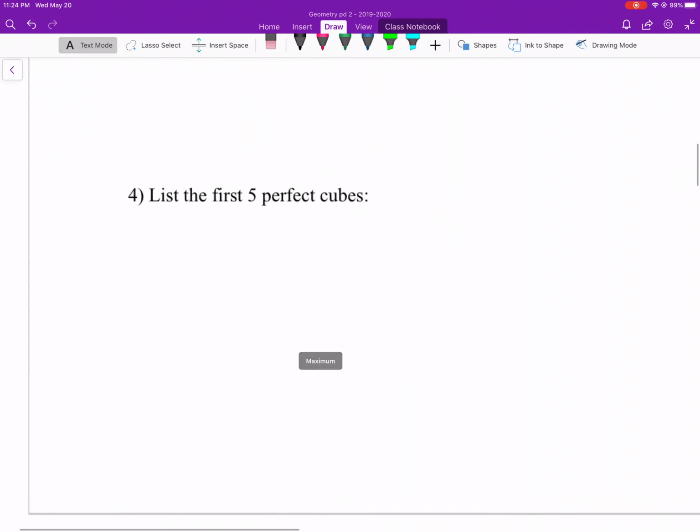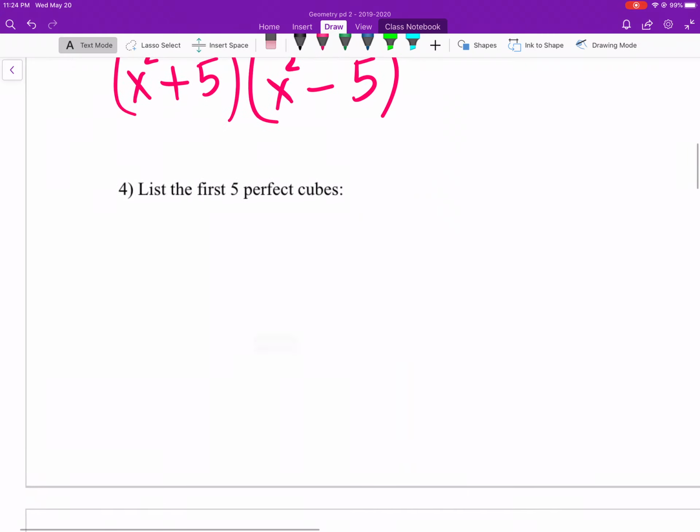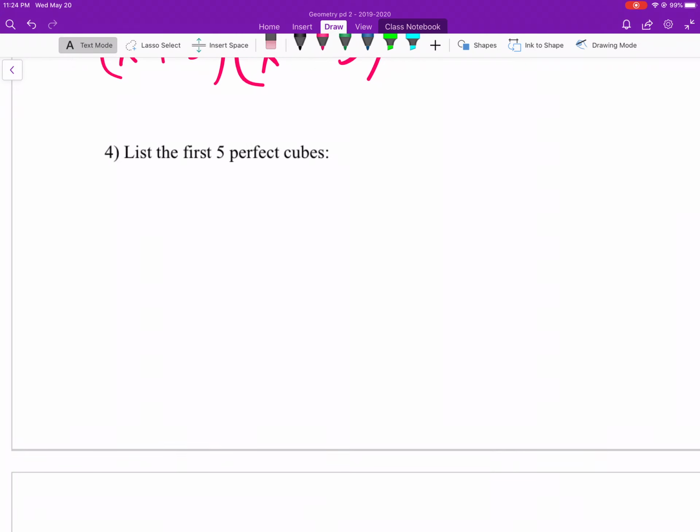Okay, so now we're dealing with perfect cubes. We've dealt with perfect squares, now perfect cubes. So what is a perfect cube? A perfect cube is essentially the result of multiplying something by itself 3 times. So for example, 1 times 1 times 1, times itself 3 times, or 1 cubed, 1 to the 3rd power. The result of that is a perfect cube, and that happens to just be 1 to start.